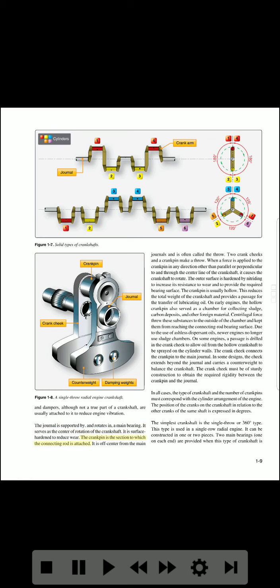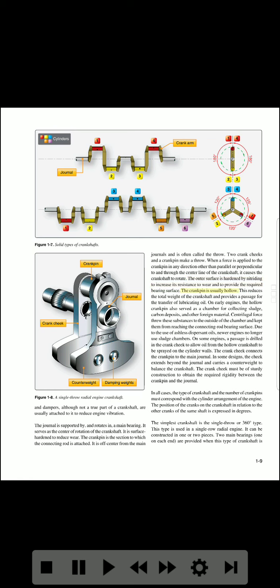The crank pin is the section to which the connecting rod is attached. It is off-center from the main journals and is often called the throw. Two crank cheeks and a crank pin make a throw. When a force is applied to the crank pin in any direction other than parallel or perpendicular to, and through the center line of the crankshaft, it causes the crankshaft to rotate. The outer surface is hardened by nitriding to increase its resistance to wear and to provide the required bearing surface.